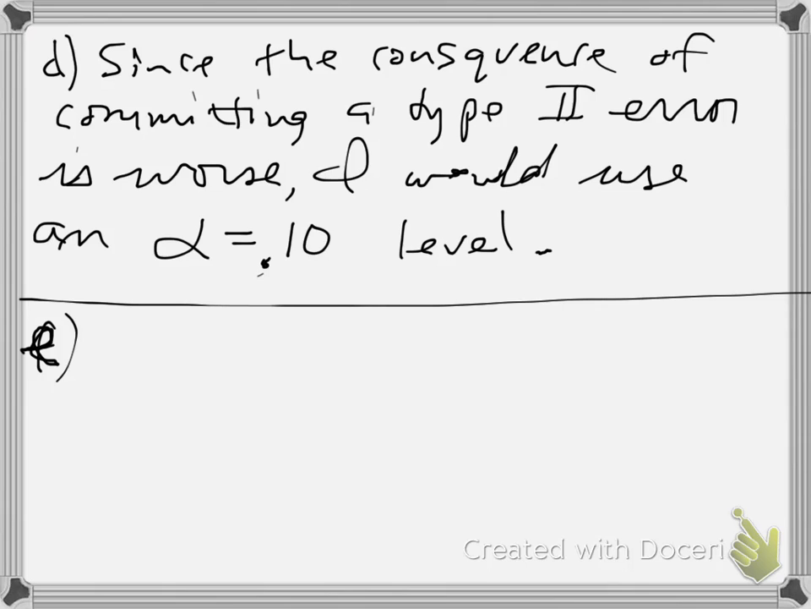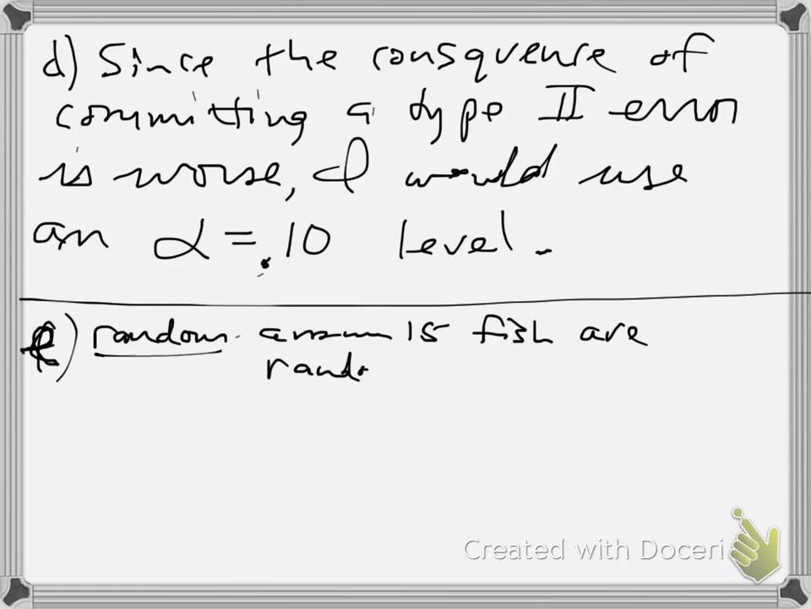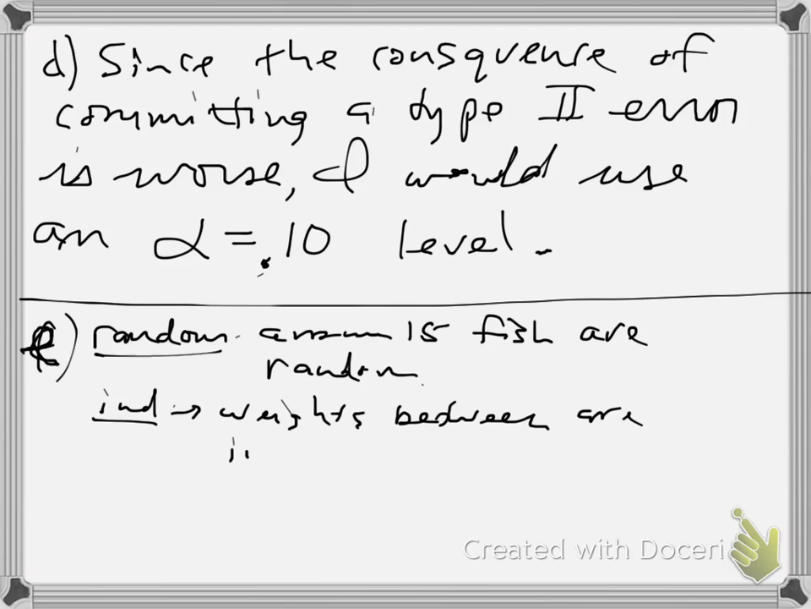All right. Part E, check the random, normal, and independent condition. Random: again, we're going to assume the 15 fish are random, like they're random fish from the population. Independent: weights between fishes are independent. The weight of one fish isn't going to influence the weight of another fish.